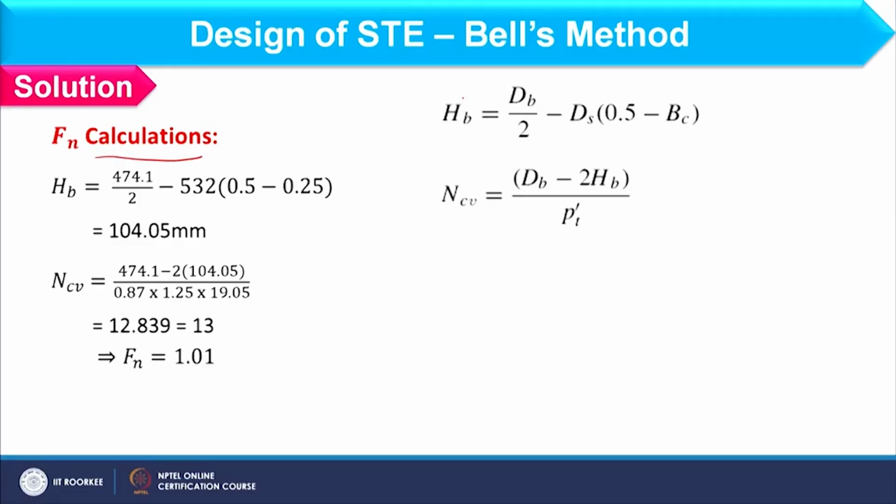Okay. So, first of all I will find out HB using this expression. Okay. So, bundle diameter you have already calculated and the shell diameter. Okay. 0.5 into 0.25 because I am considering baffle spacing as 25%. Okay. So, considering all these values you can find out HB as 104.05 mm. Now, once you have HB value, you can find out NCV using this expression.